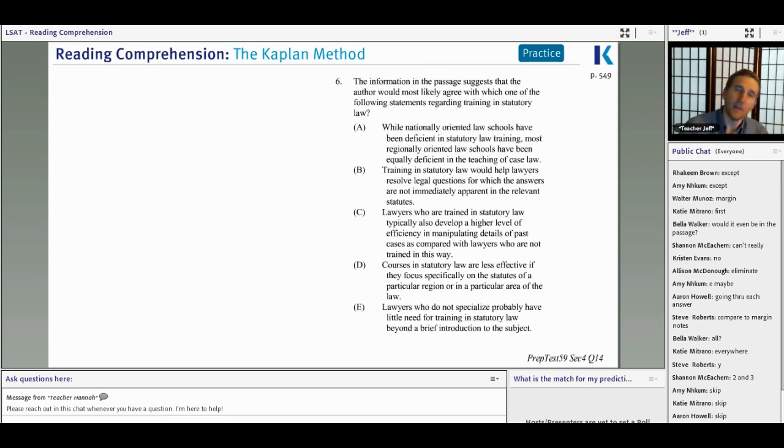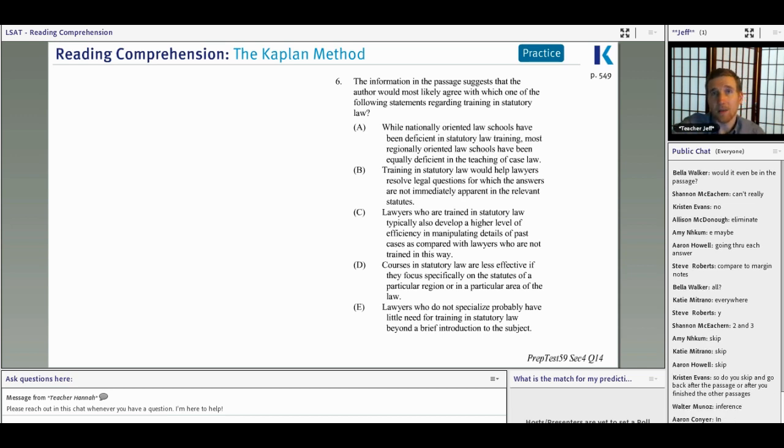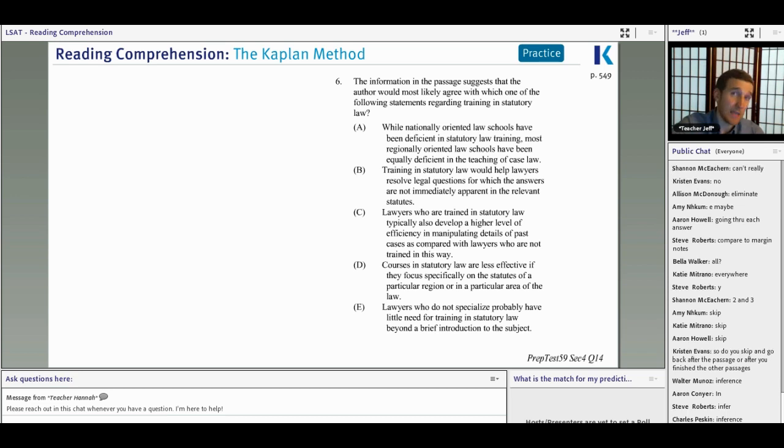Okay. 6. What type of question is 6? Kristen, it depends on your timing. Assuming you're within the 8.5 minutes you have to read the passage and answer the questions, you would cycle back within that 8.5 minute period. If you're over, you'd wait until the end of the section as time allows.